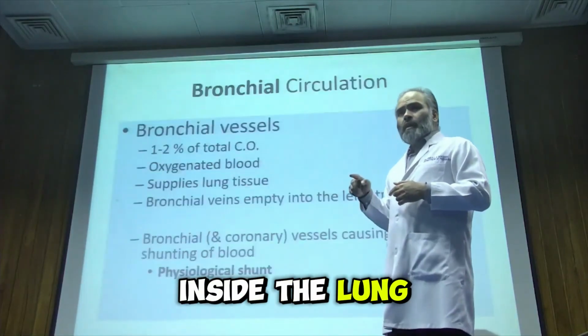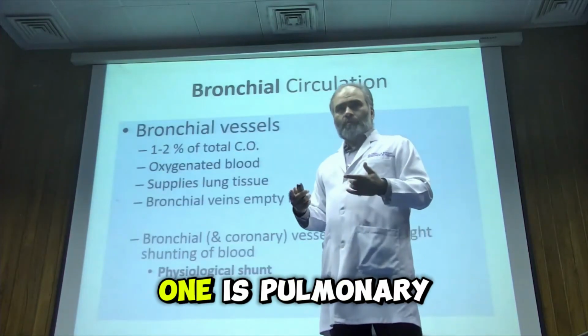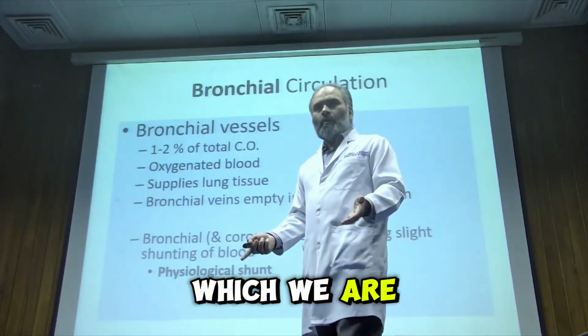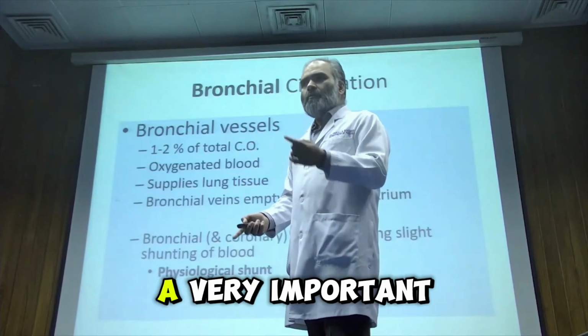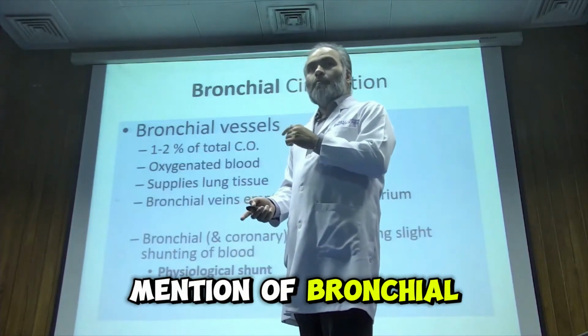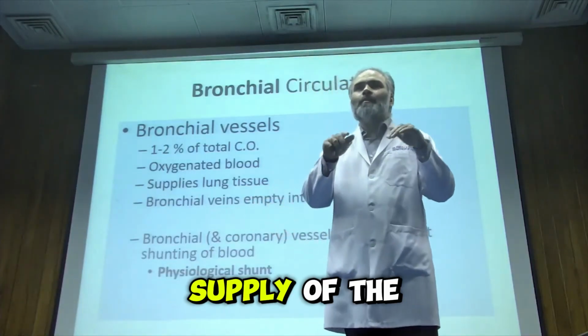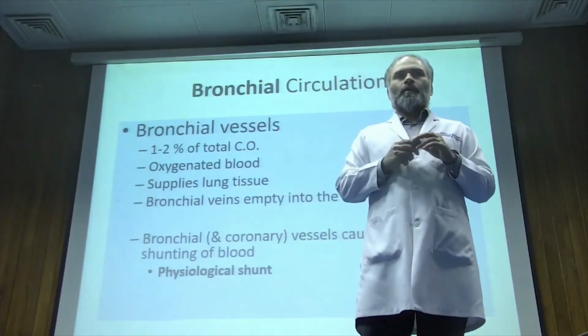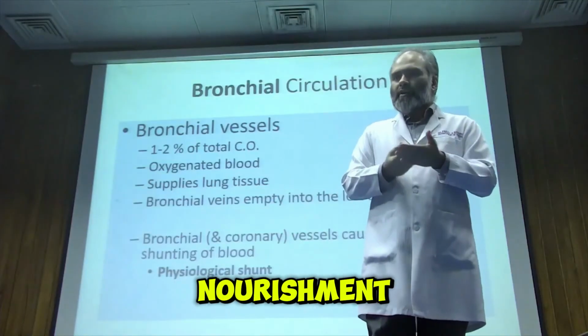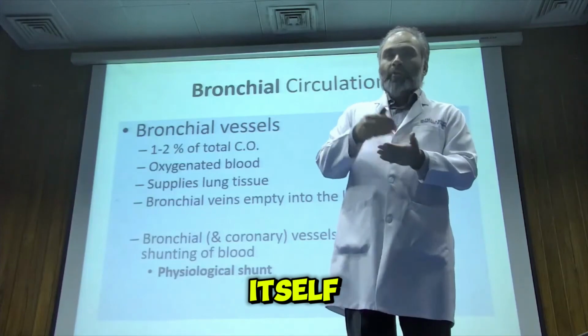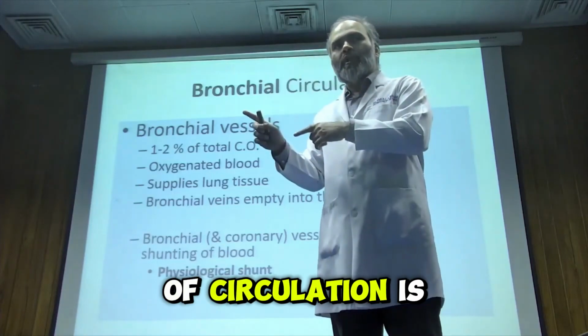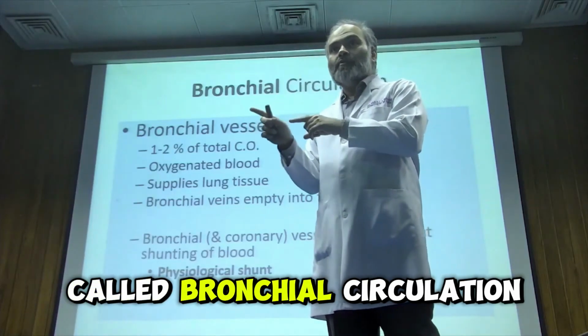So inside the lung, there are actually two circulations. One is pulmonary, which we are repeatedly mentioning. A very important mention is the bronchial circulation. Bronchial circulation, very simply put, is the blood supply of the lung itself. It's a living tissue. It needs nourishment. It needs oxygen itself. So that part of circulation is called bronchial circulation.